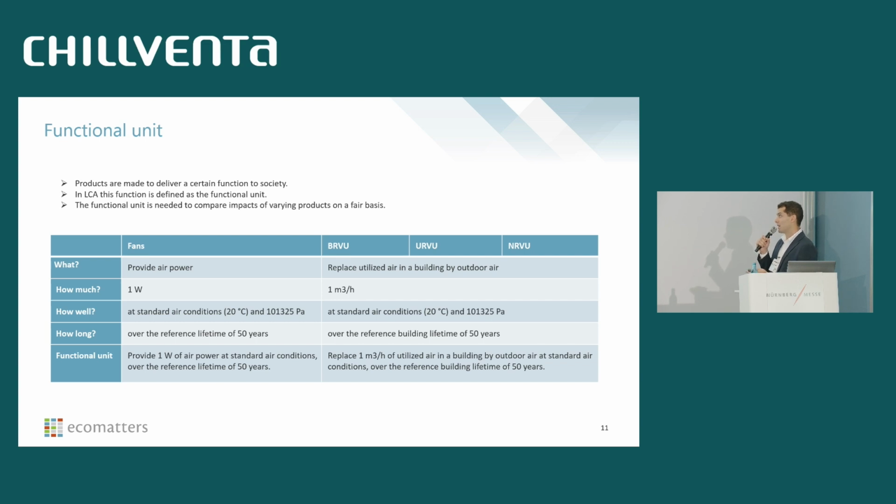So in PEF, we are required to define this functional unit on 4 aspects. So what is the function, how much of the function is delivered, how well, how long, and together this forms the functional unit. So together with EVIA, we've defined this for fans and also for the ventilation units. For fans, it's then 1 watt of air power, and for the ventilation units it is 1 cubic meter per hour of air replacement over the reference building lifetime of 50 years, where the ventilation unit is installed.